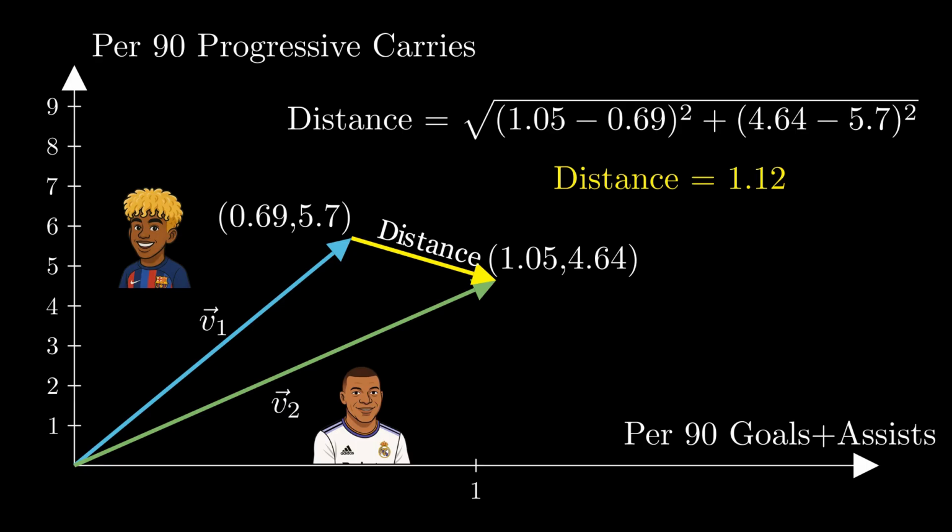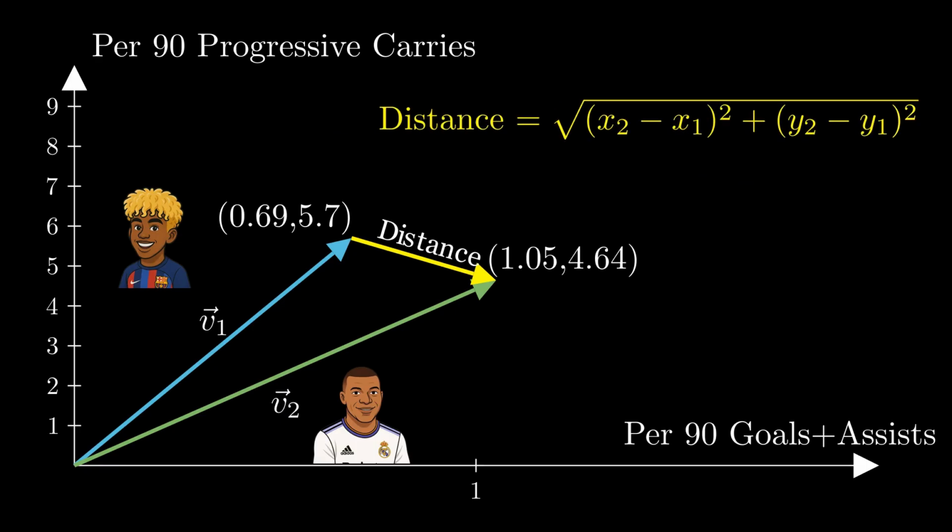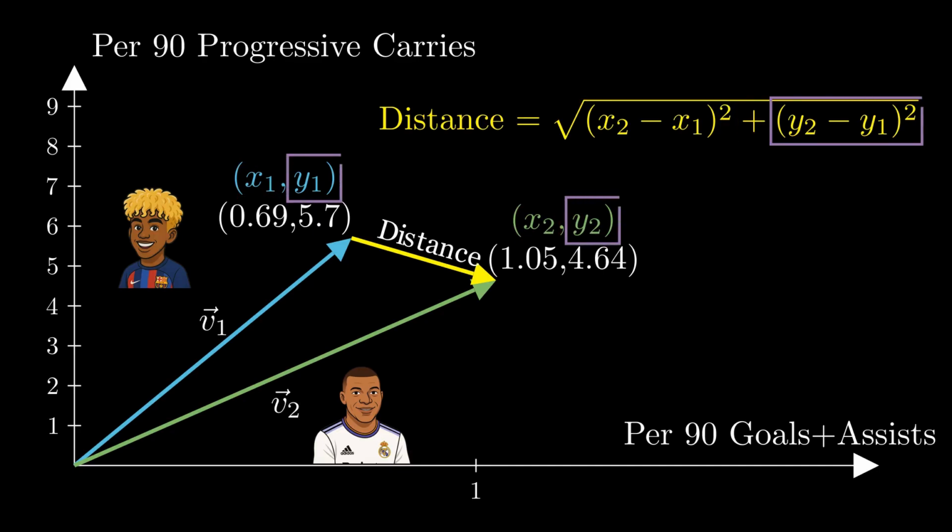To do this in general for any player, the process is the same. If we let x1 and x2 represent the per 90 goals and assists, and y1 and y2 represent the per 90 progressive carries, our formula is given as shown. So the next time somebody tells you that the Pythagorean theorem is useless, you can at least show them this example and let them know that multi-million-dollar decisions are made using it.